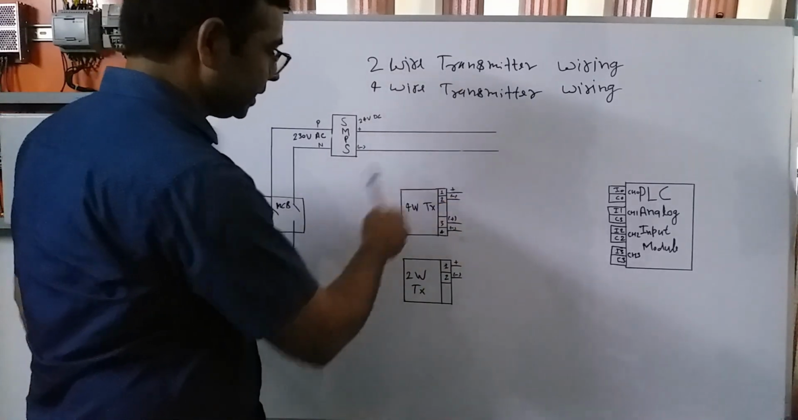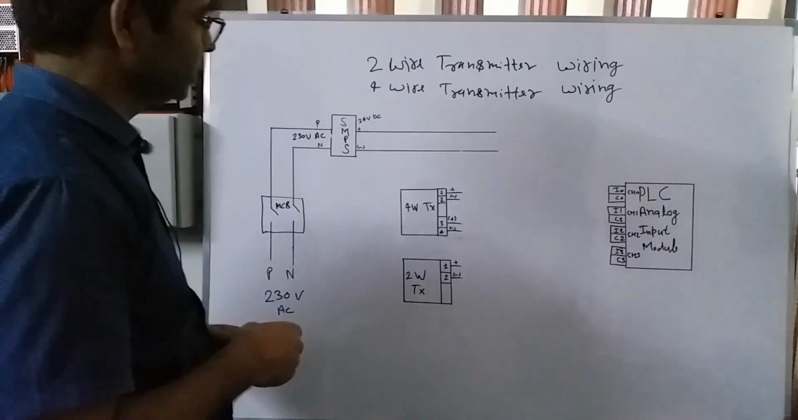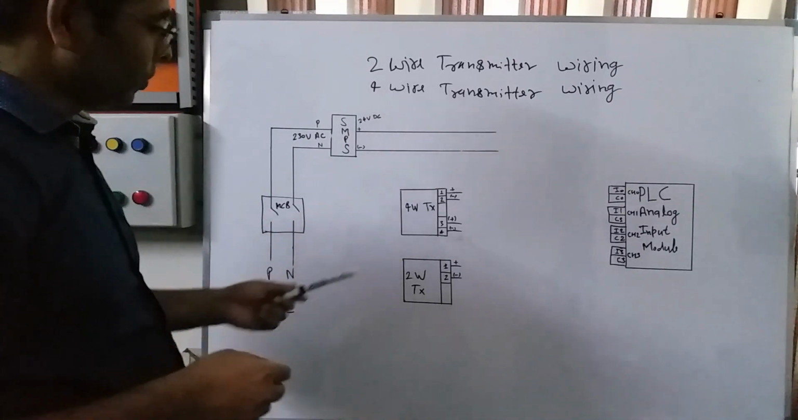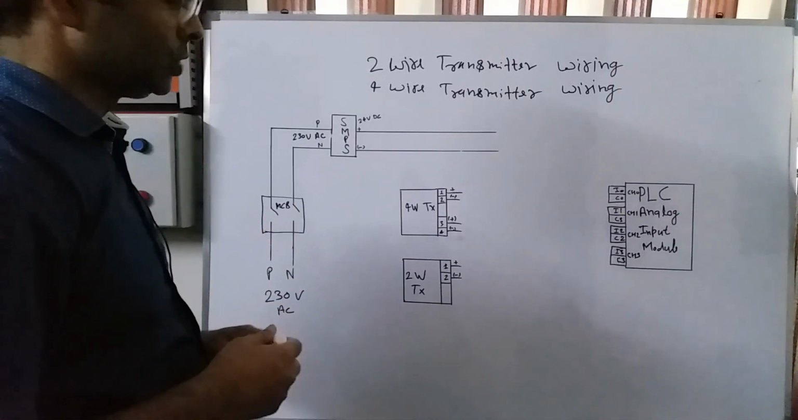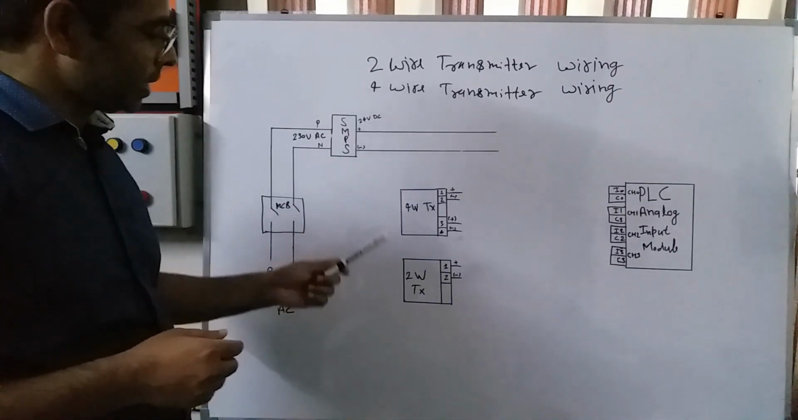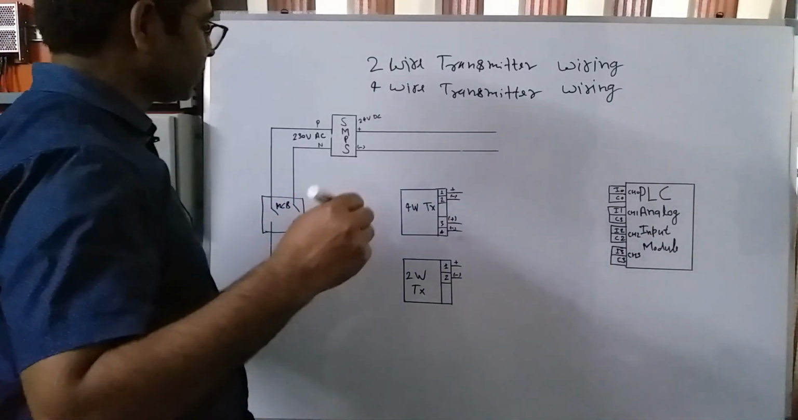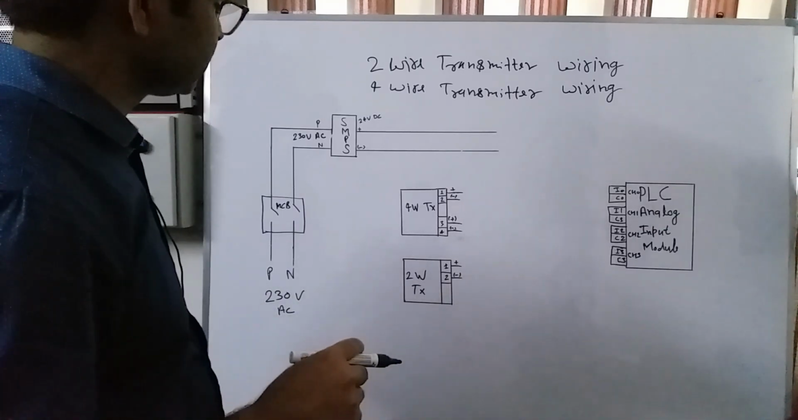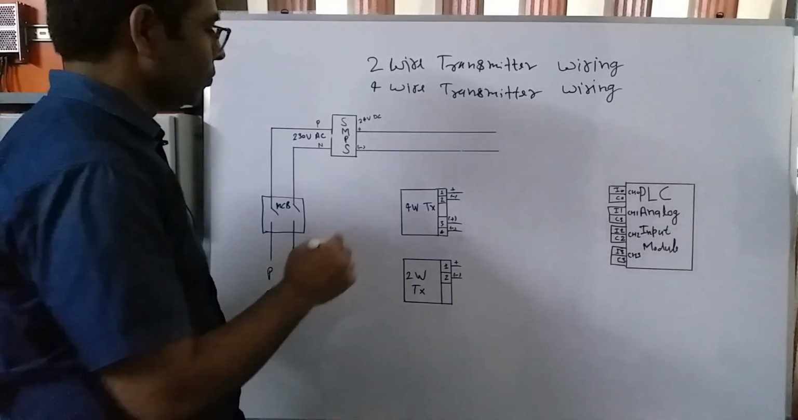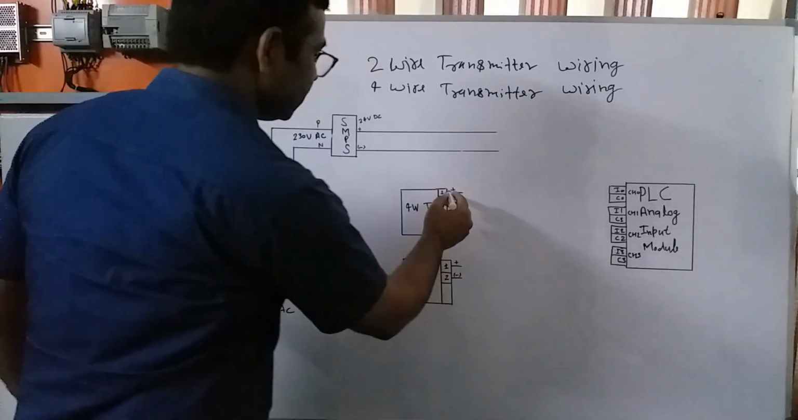There are actually 4 wires in a 4-wire transmitter, so it is called a 4-wire transmitter. And a 2-wire transmitter has 2 wires, so it is called a 2-wire transmitter. There is a supply in the same wire, there is a signal in the same wire. First we'll explain the connection of the 4-wire transmitter.